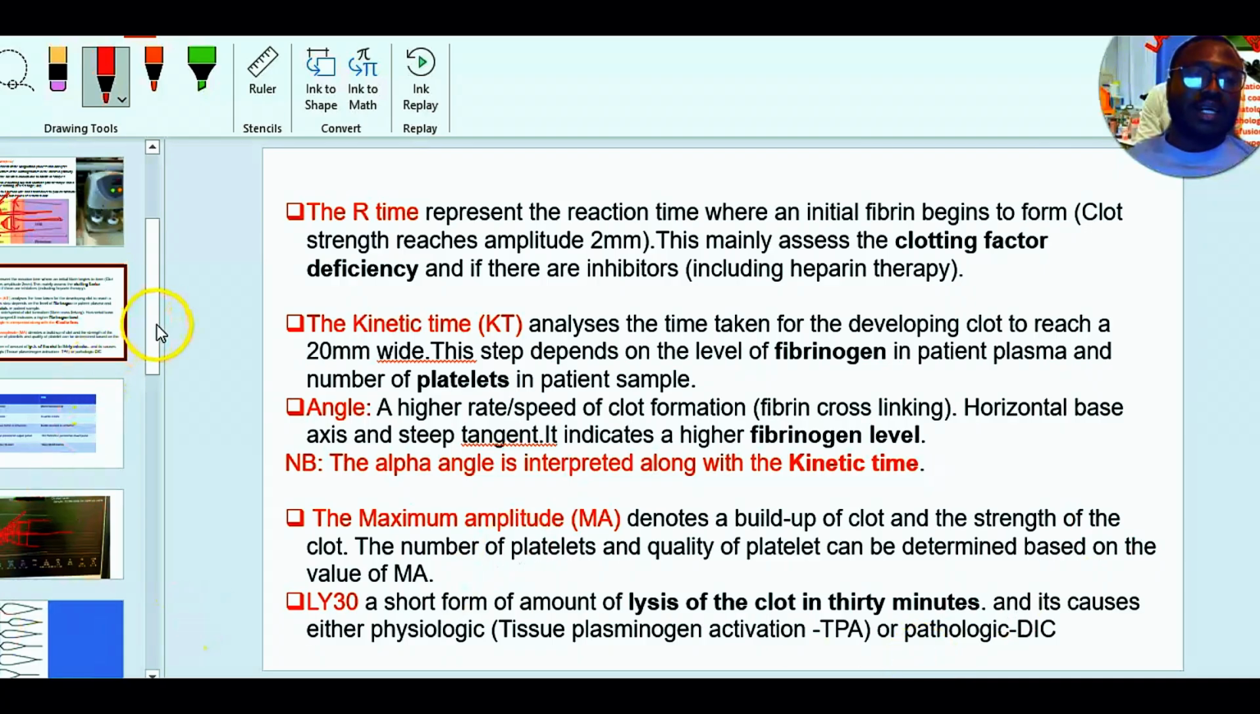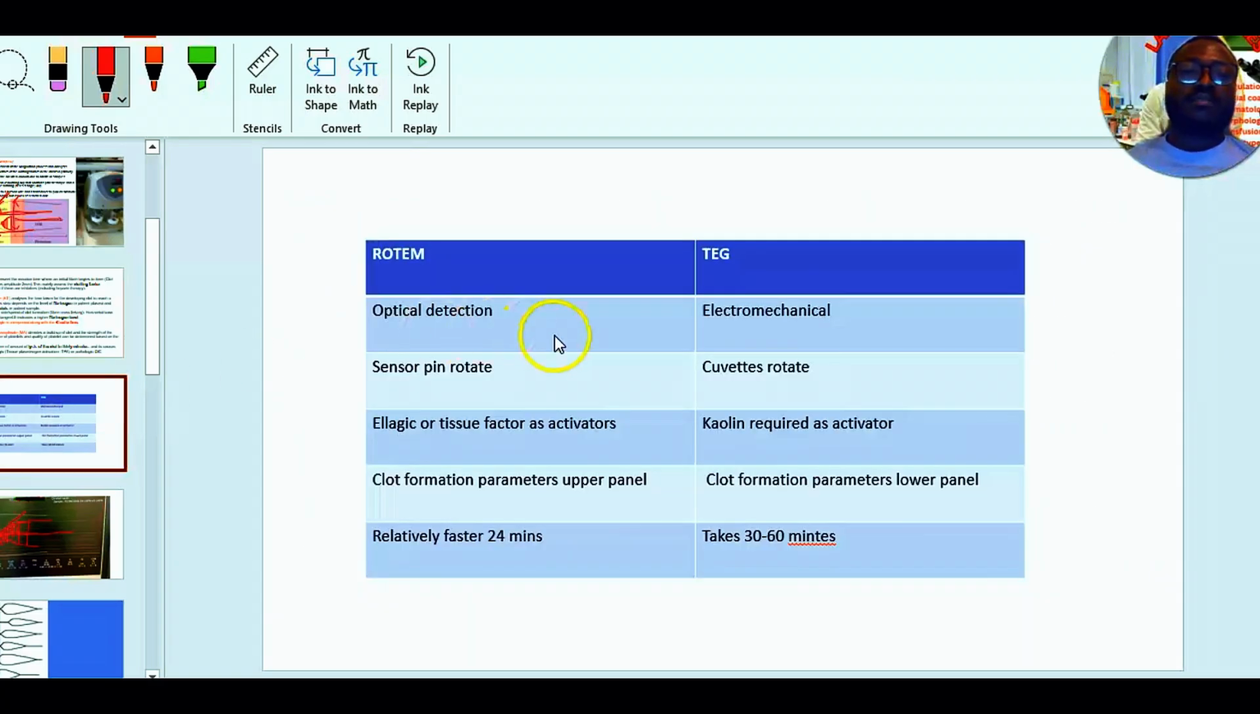Now, an interesting aspect here: we will have an assessment, and I will be answering it, but you need to follow critically. This is the difference between ROTEM and TEG. I've already talked about it. This one uses optical detection, this one electromechanical detection. In TEG the sensor pin rotates; here it is the cuvette that rotates. Ellagic acid is used as an activator. I talked about kaolin when I was explaining it.